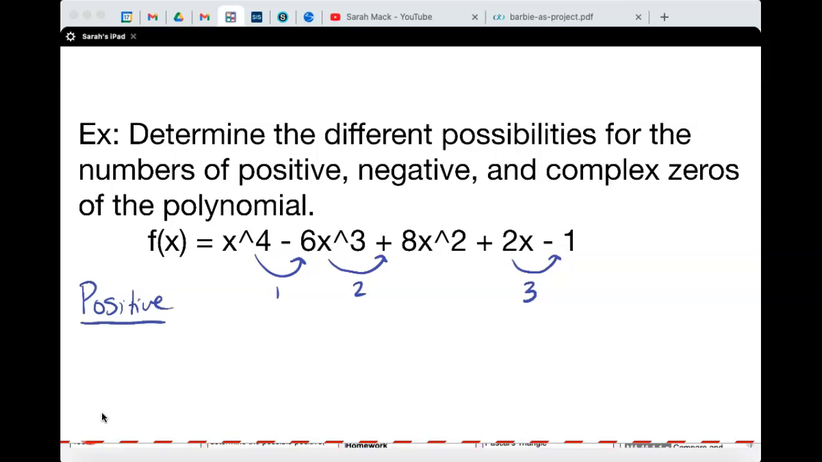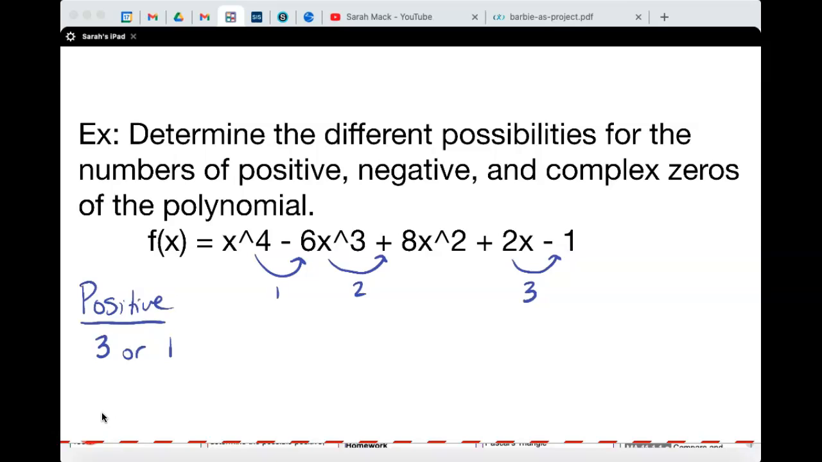So for the positive possibilities, I could have 3 positive real zeros, or I can do less by 2 and have 1 positive zero. So that's how you do positive. You count the possible sign changes. So then you have 3 total, or you could have 1 when you subtract 2 from it. That's what the less by 2 means. So you can have 3 positive or 1 positive real zero.